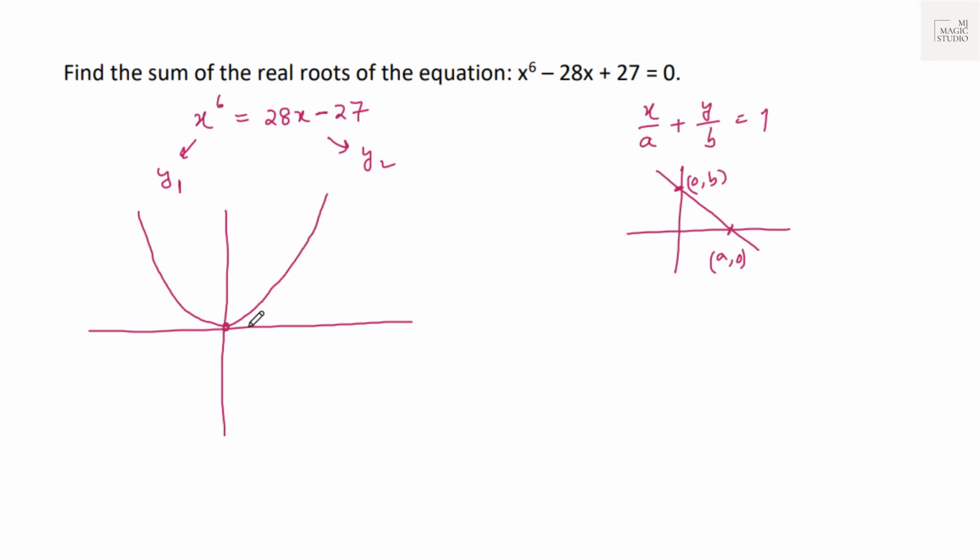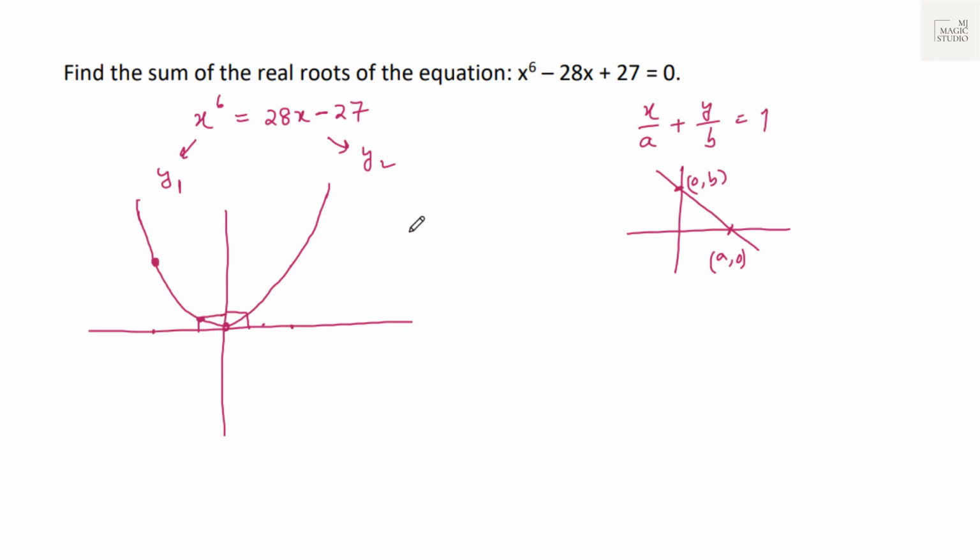When x is equal to 1, y is equal to 1. When x is equal to minus 1, y is equal to 1. When x is equal to 2, y is equal to 2 to the power 6, 64. When x is equal to minus 2, y is equal to 64, something like this. So we'll get something in a parabolic format.